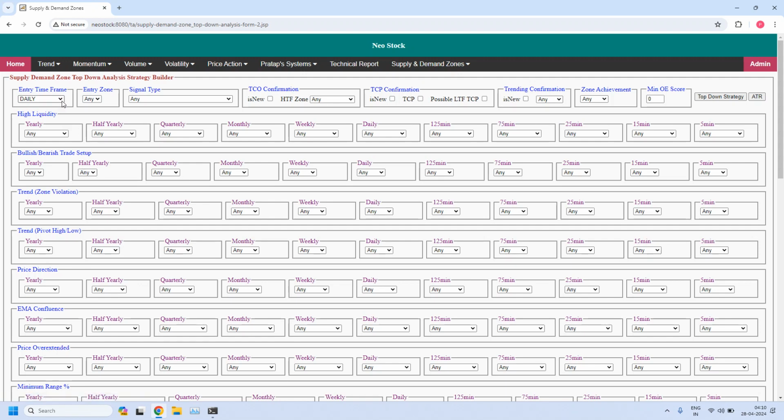So we need to generate 2 types of reports. One is weekly EMA confluence from the demand zones point of view, and the other is weekly EMA confluence from the supply zone point of view. So first I am selecting the time frame as weekly and the entry zone as demand zone, because first I am going to generate the demand zones having weekly EMA confluence.